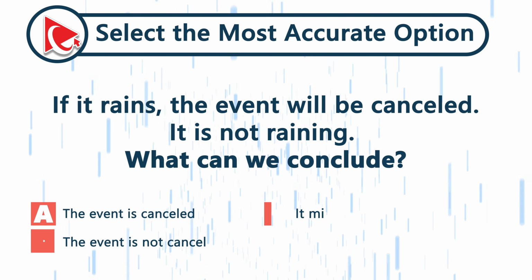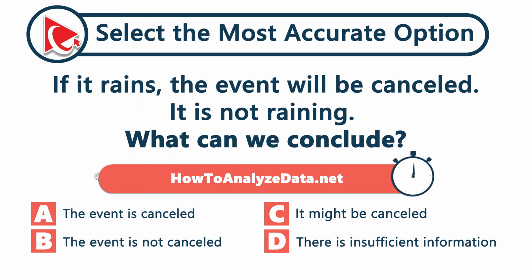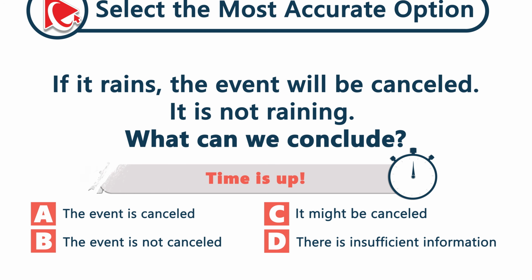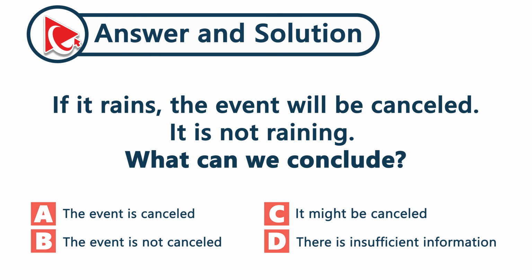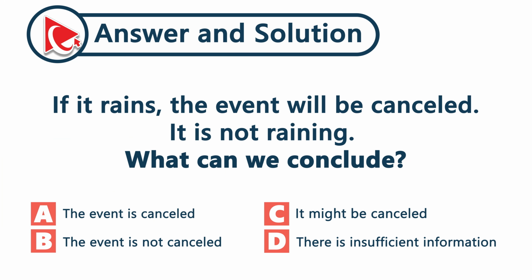If it rains, the event will be cancelled. Today it's not raining. So, can you tell for sure if the event is still on? Here's the catch. The rule only tells us what happens if it rains. But it doesn't, so we're left guessing. Maybe it's cancelled for another reason. So the only solid conclusion is choice D.